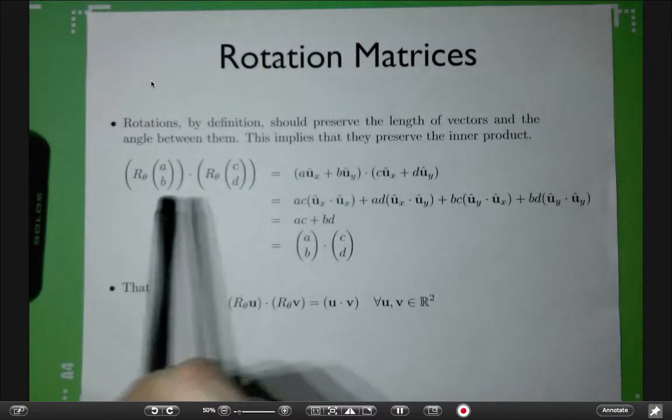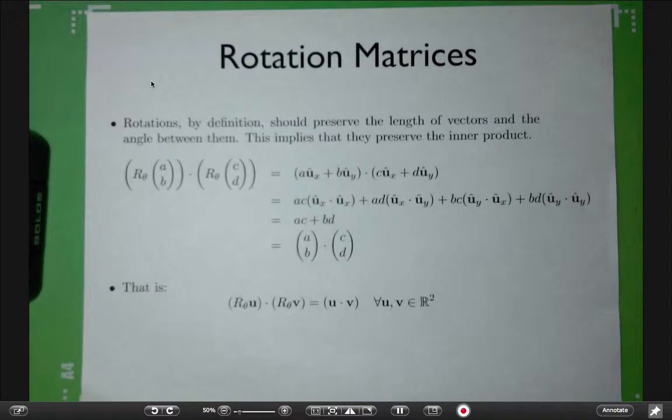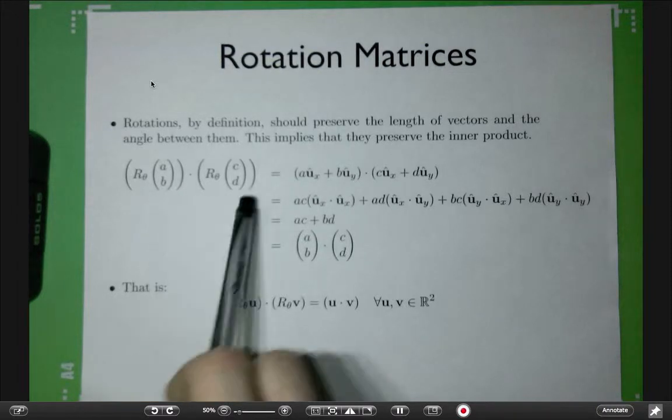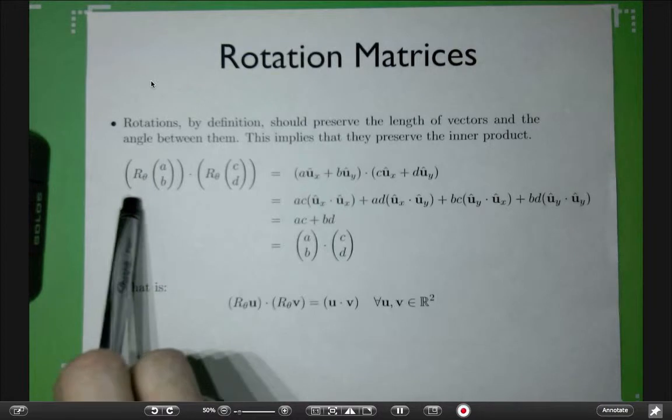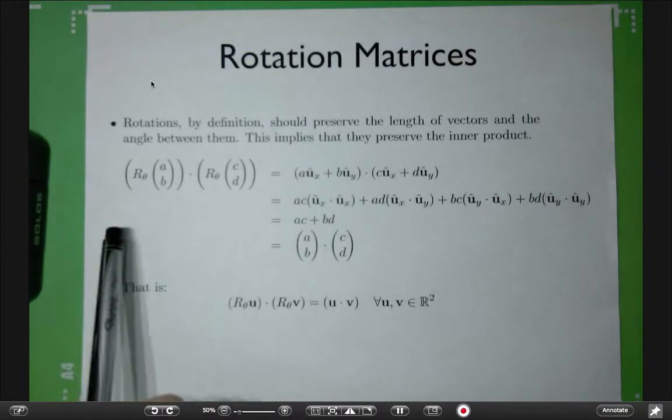This is a very important property of rotation matrices: they preserve the length of vectors and the angle between vectors. So let's take a look. If I have two vectors, one vector (A, B) and another (C, D), I'm still in the plane, and I transform both of them, I rotate both of them by a rotation with angle theta.